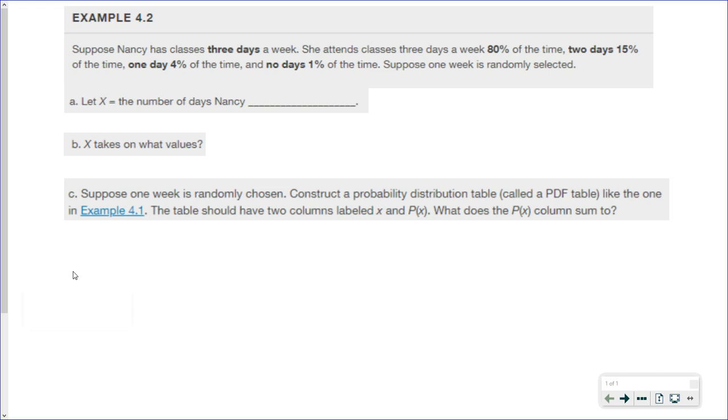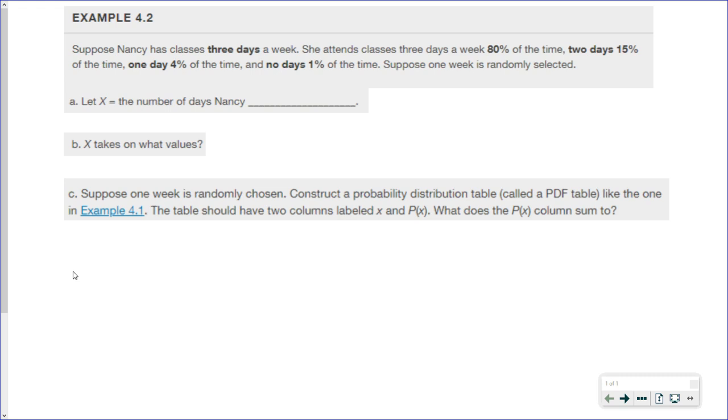In this example, I'm going to show you what it means to create a probability distribution function, or a PDF, table. Suppose Nancy attends classes 3 days a week, 80% of the time. 2 days, 15% of the time. 1 day, 4% of the time. And no days, only 1% of the time.